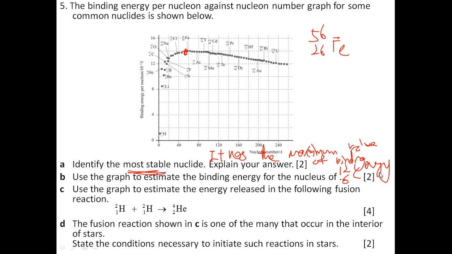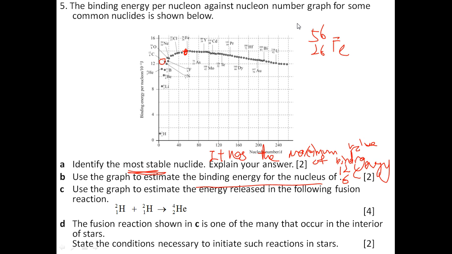So B, use the graph to estimate the binding energy of the carbon-12 nucleus. So where is my carbon over here? My carbon is here. If you look at the graph, it's around 12. So if I want to find the binding energy of the nucleus of carbon-12, you have to do it like this. Binding energy is equal to 12 times 10 to the power negative 13.